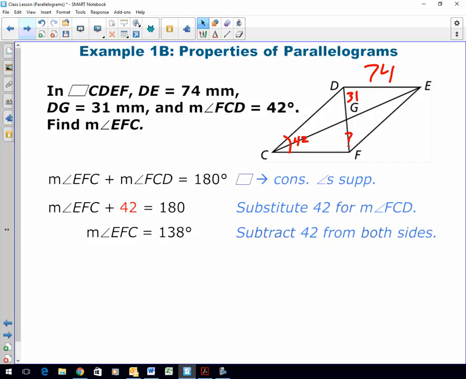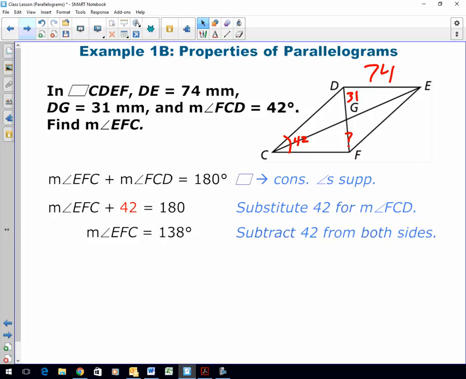When you're looking at your angles in a parallelogram, the angles are written in consecutive order. So D and E. E is consecutive to D. Which follows D? Angle E. Which follows E? Angle F. Which follows F? Angle C. Which follows C? Angle D. D, E, F, C. So the consecutive angles are supplementary.